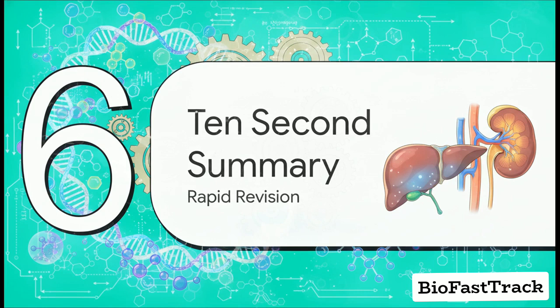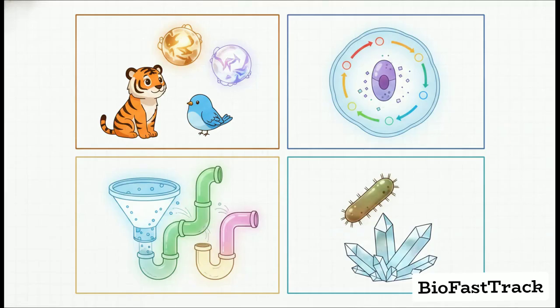And that brings us to section 6, the 10-second summary. Okay, here are your absolute high-yield takeaways right before the exam. 1. Highly toxic ammonia is detoxified into urea in mammals and uric acid in birds. 2. The urea cycle relies on 5 strict enzyme steps that bridge the mitochondria and the cytosol. 3. Urine formation requires glomerular filtration, selective reabsorption, and tubular secretion. And 4. Proteus mirabilis uses the urease enzyme to alkalinize urine, precipitating those massive struvite infection stones.